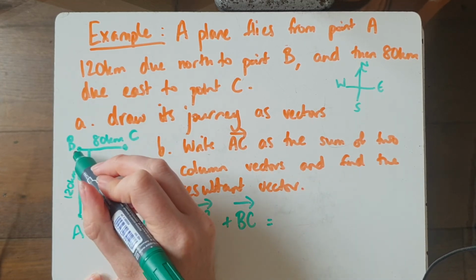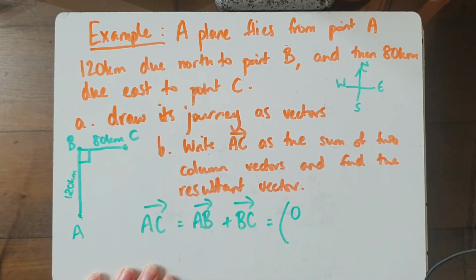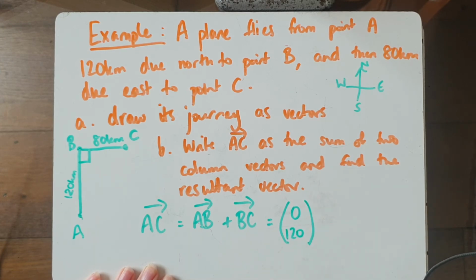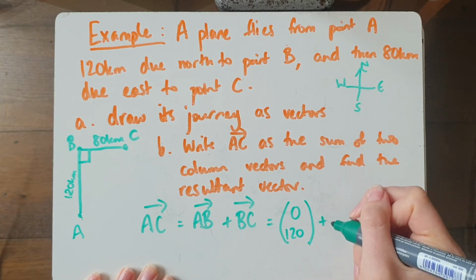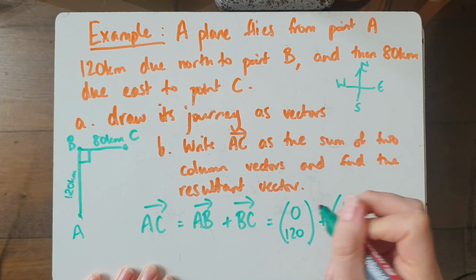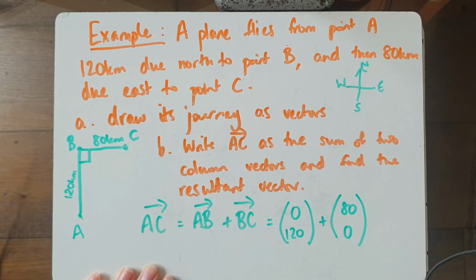The vector A to B has no x component. It's not moving right or left, but it does have 120 in the positive y direction. B to C has 80 in the positive x direction, but it has no up or down, so it has 0 here. So when we add those 2 vectors together, the vector AC can be represented by the column vector 80, 120.